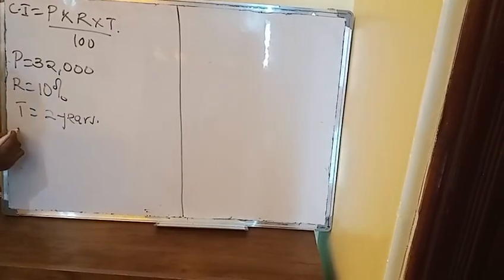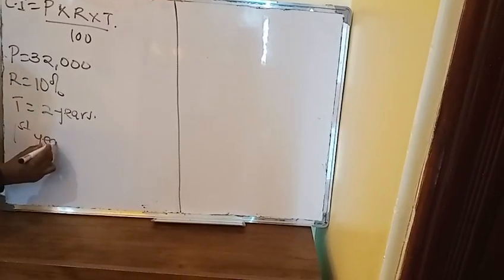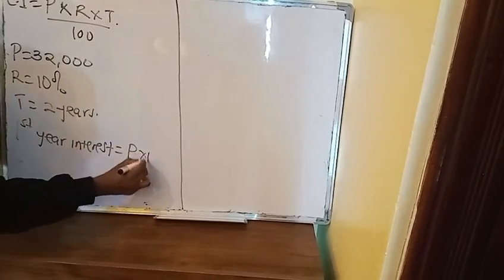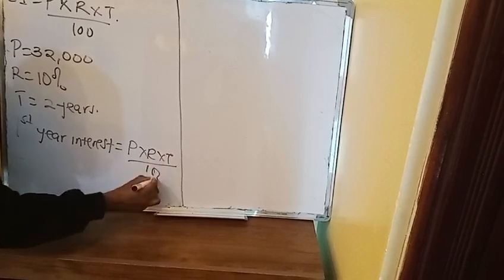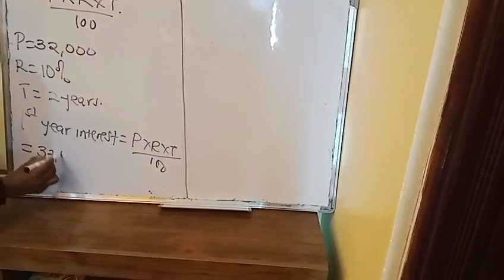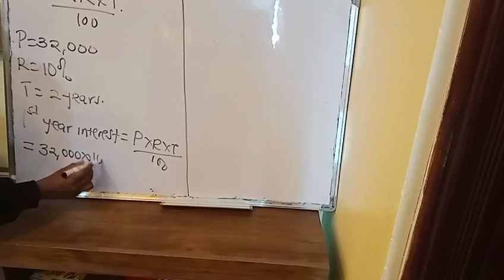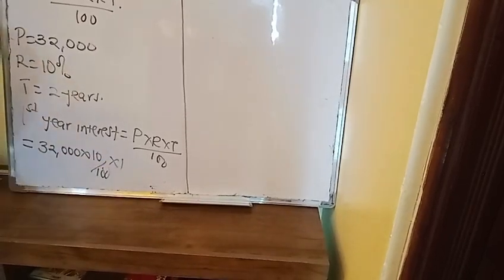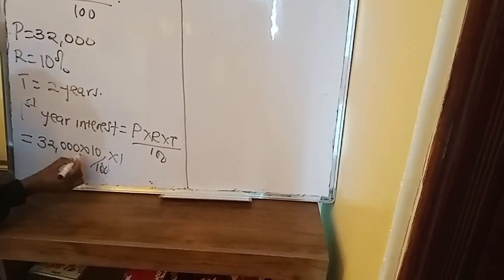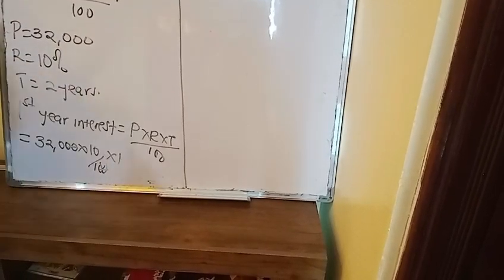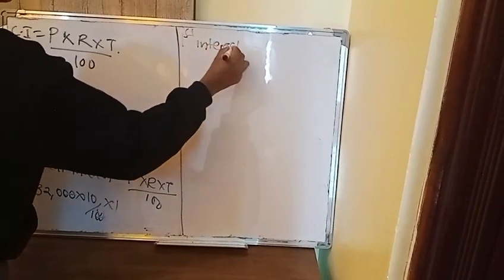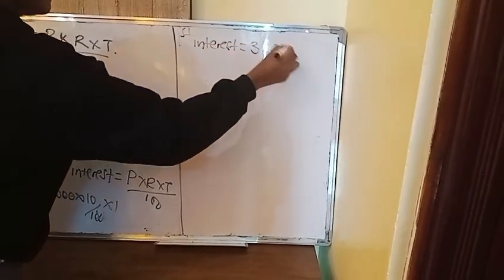So this is what you do. You start with the first year. The first year interest is given by P times R times time over 100, which is going to be principal, 32,000, times rate, 10 over 100, times 1 year for the first year. So the first year interest is going to be 3,200.